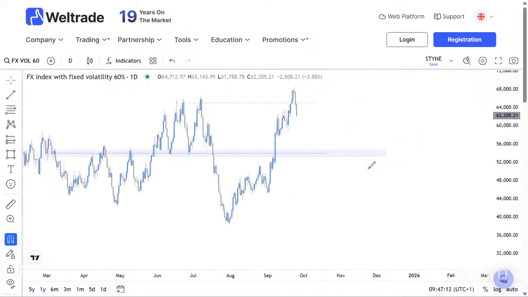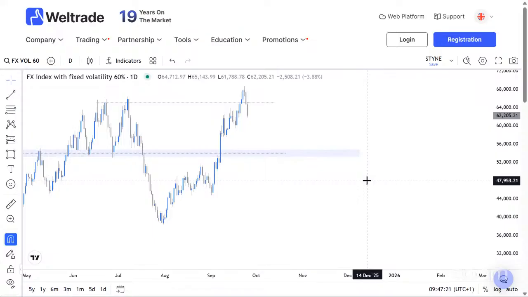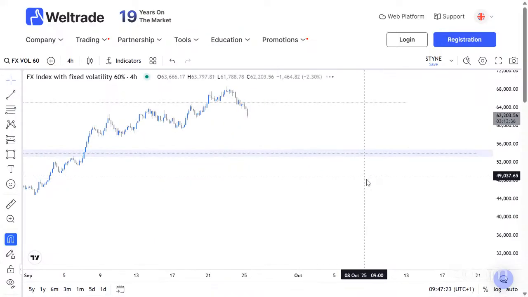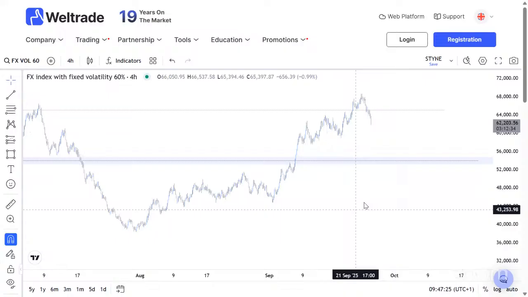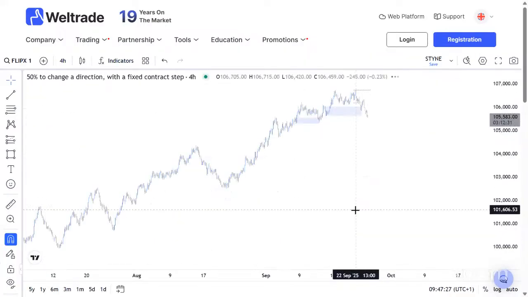We like to have a better entry. So let price drop into that place on the 4 hours. Then definitely we are going to buy from here. Okay, so that's my view.